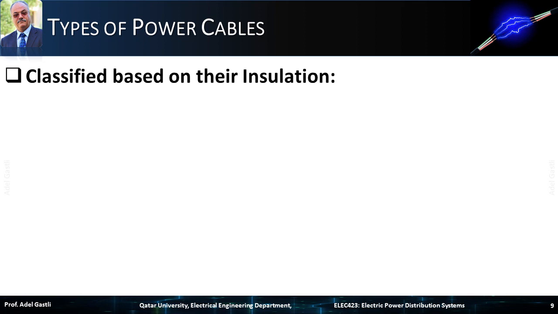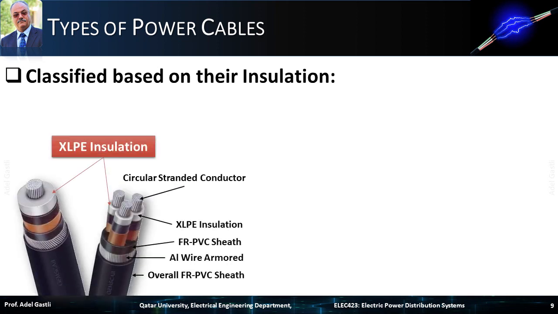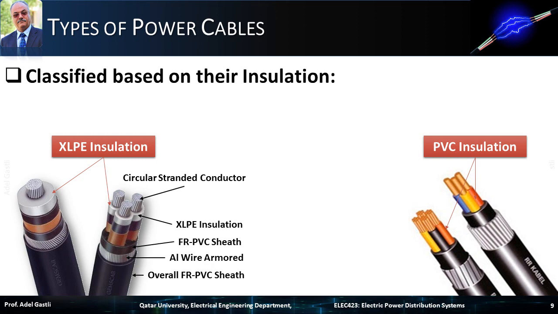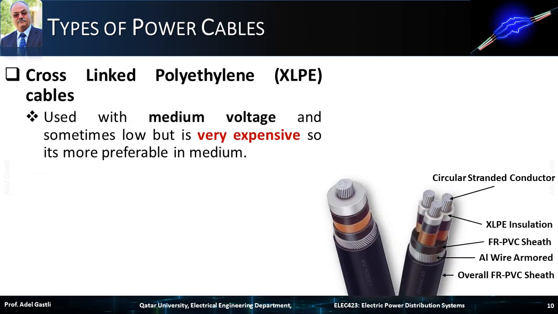The next classification is based on their type of conductor primary insulation. We distinguish mainly 2 types. The cross-linked polyethylene cables, also called XLPE cables. And the polyvinyl chloride cables, also called PVC cables. The XLPE cables are used with medium voltages and sometimes low voltages, but are very expensive. Therefore, they are more preferable in medium voltage applications.